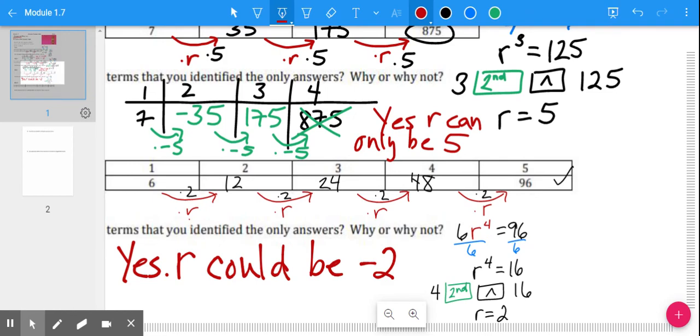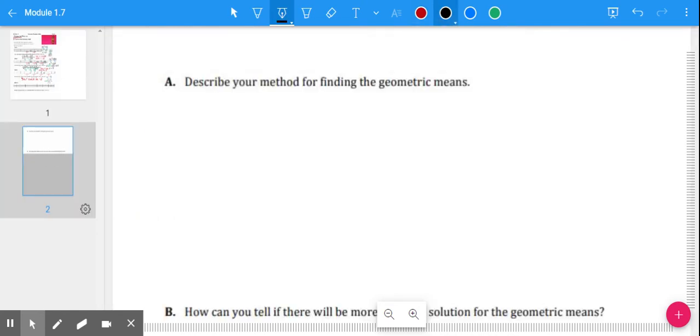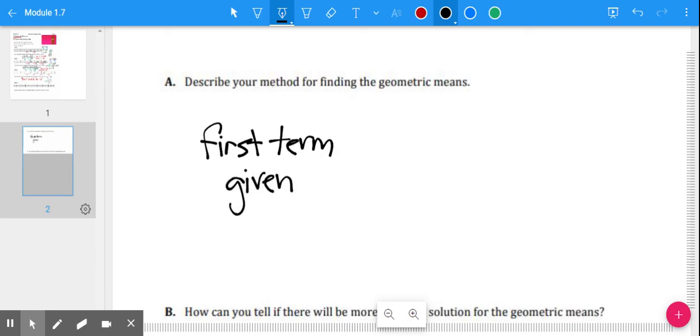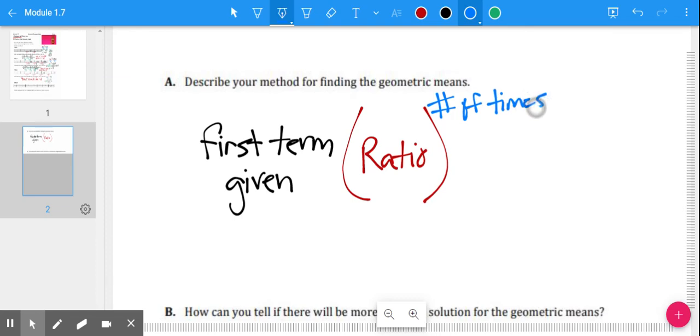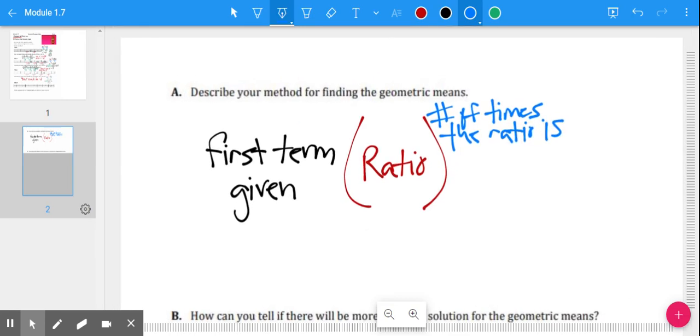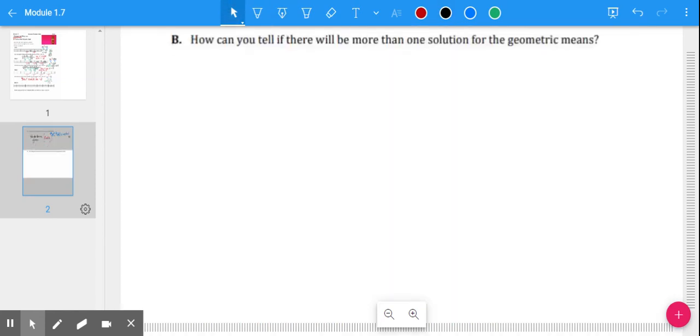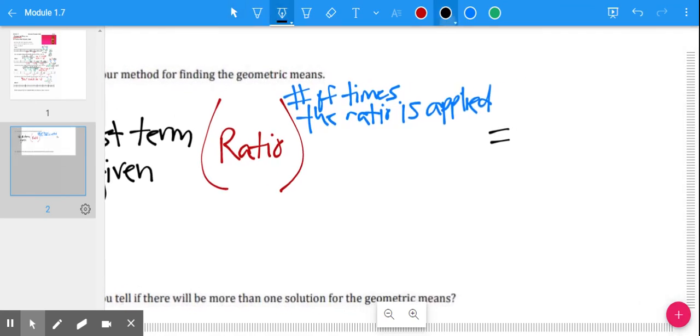All right, so table 4, I'm going to let you guys do on your own because it follows the same path. So see if you can figure out table 4. Then flip to the back. So the method we used was the first term given multiplied by the ratio. And in the exponent, it was the number of times the ratio is applied. So how many times we multiplied by the ratio, and that's going to equal the last given term.